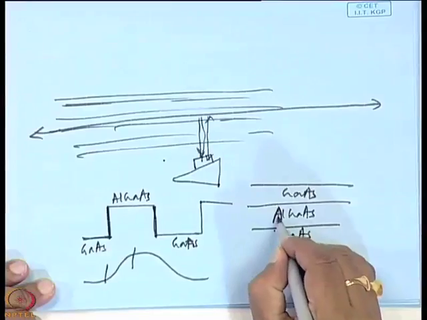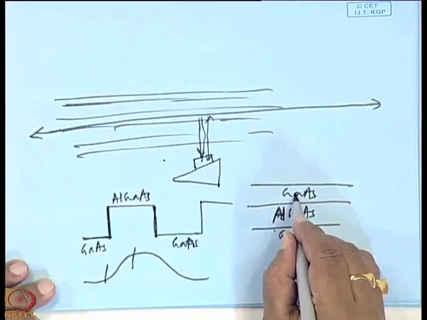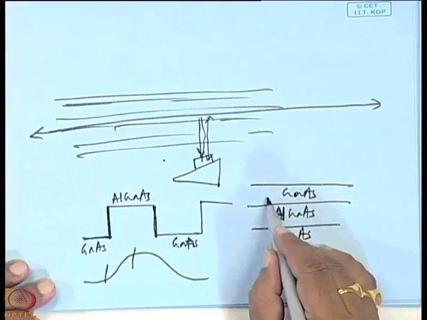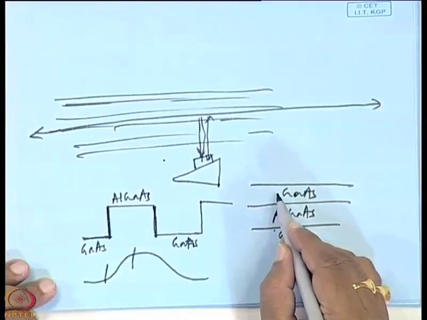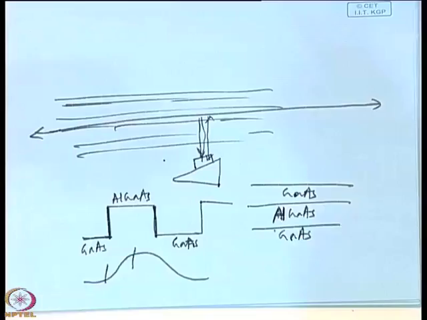Memory effect means that aluminum can be carried over to the second layer. So, though it is your gallium arsenide layer, some amount of aluminum may be incorporated in the second layer or third layer or the successive layers. So, that is the memory effect.